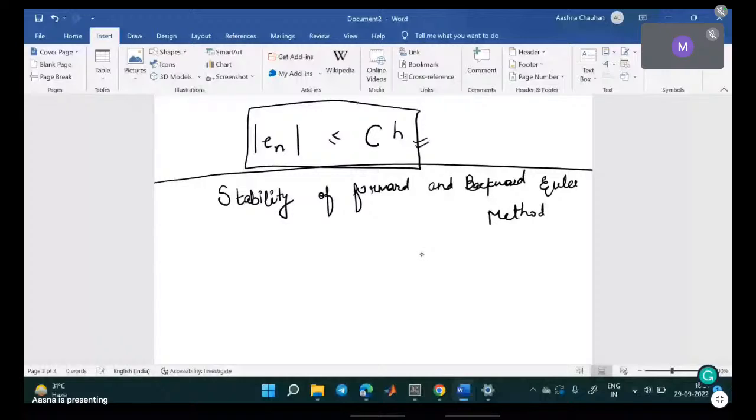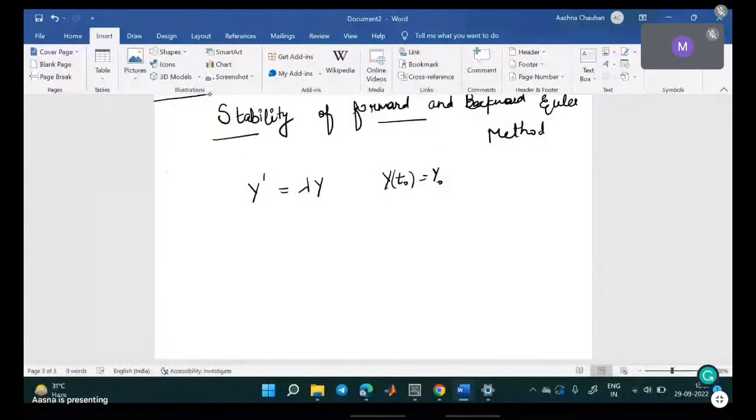So to check the stability, we take this initial value problem, which is y dash is equals to lambda y, or capital Y. And the initial condition is taken as y at t naught is equals to capital Y naught. So whenever you want to check the stability of any method, you always try to find out the solution by this initial value problem.